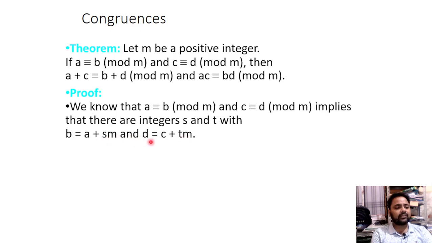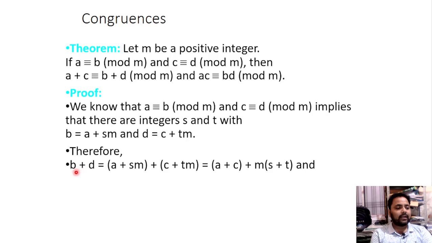Here a and c are the remainders, b is the dividend, d is also a dividend, and m is the divisor.